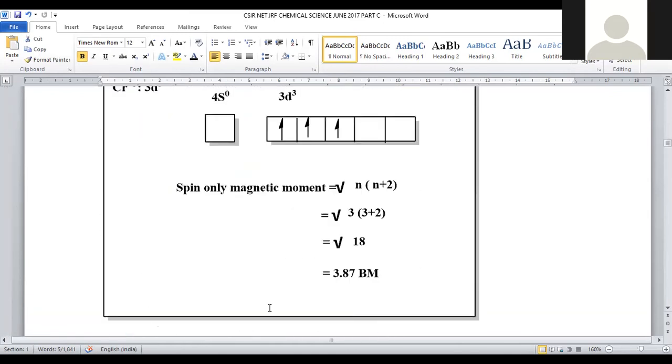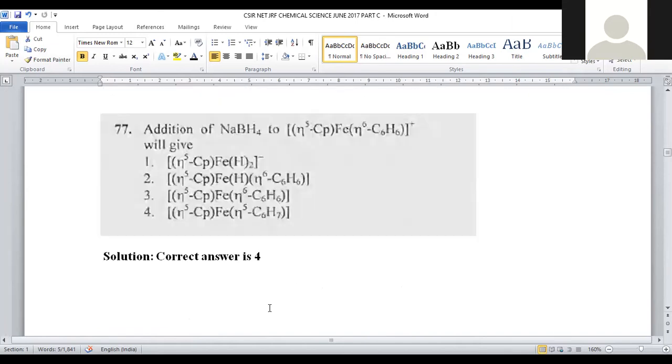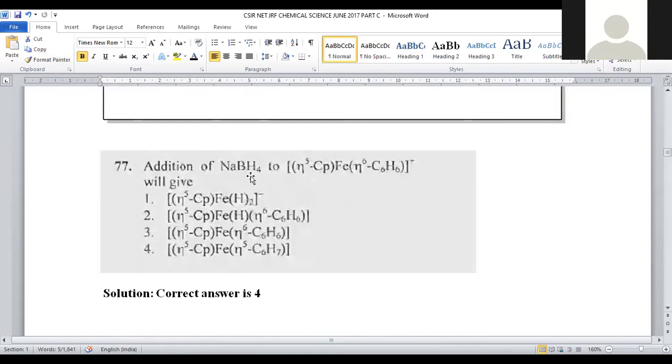Let us move on to question number 77. In question number 77, the addition of sodium borohydride to [(η5-Cp)Fe(η6-C6H6)]+. Okay, so this is a kind of organometallic complex again. Iron is surrounded by two ring compounds. On one side we have the cyclopentadienyl anion, on the other side we have the benzene ring.